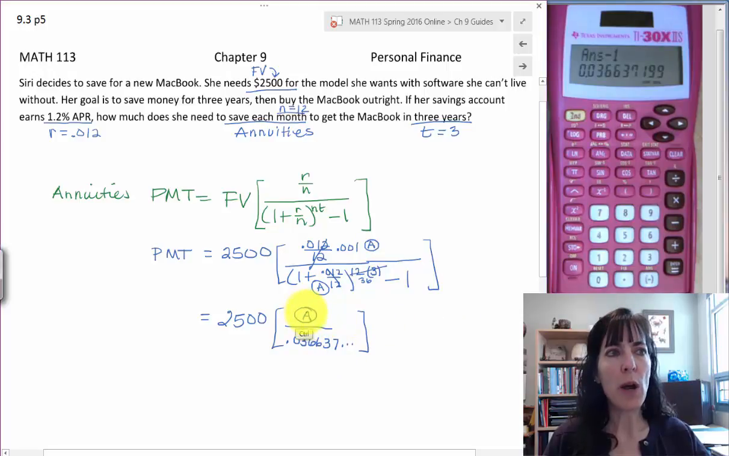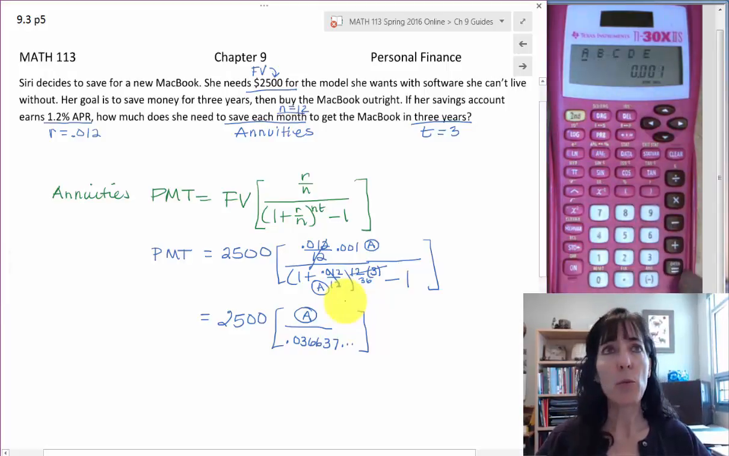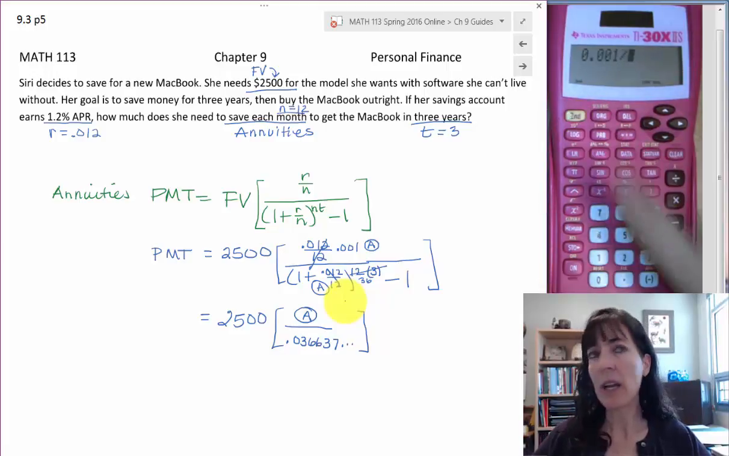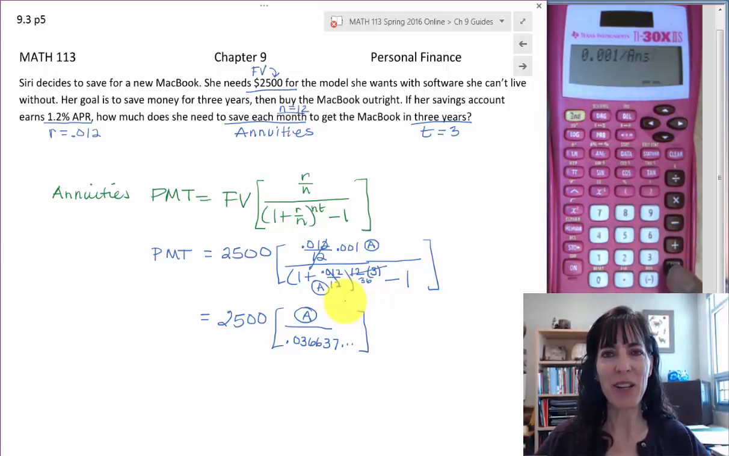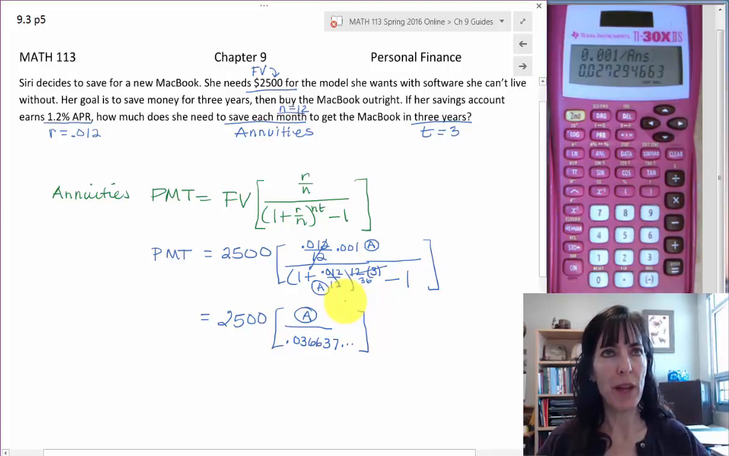All right, so I have the numerator value stored in A. I'll divide by what's sitting on the calculator. So remember, I can recall A and get my 0.001, and then divide by what's sitting in my answer bin, which is the very last calculation I did, which will be my 0.036637, etc. Or remember, you could have just stored this in B, and then you would just be doing recall A divided by recall B. Push enter, and I get a value.